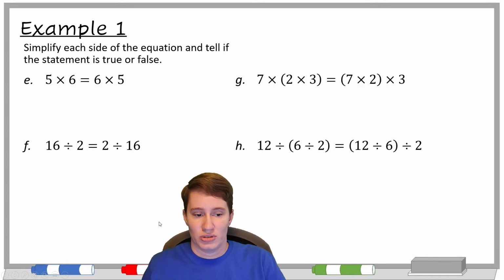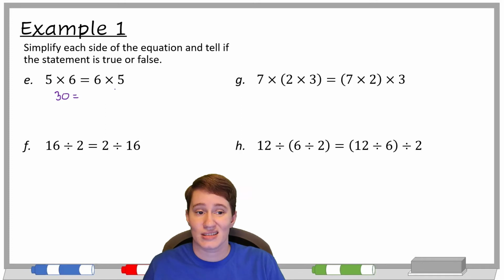Now, this is multiplication. So on E, 5 times 6 is 30. But you know what? 6 times 5 is also 30. So 30 equals 30. That is a true statement.